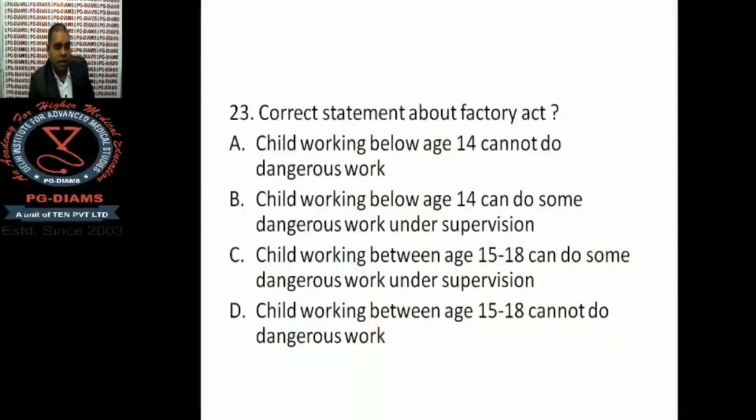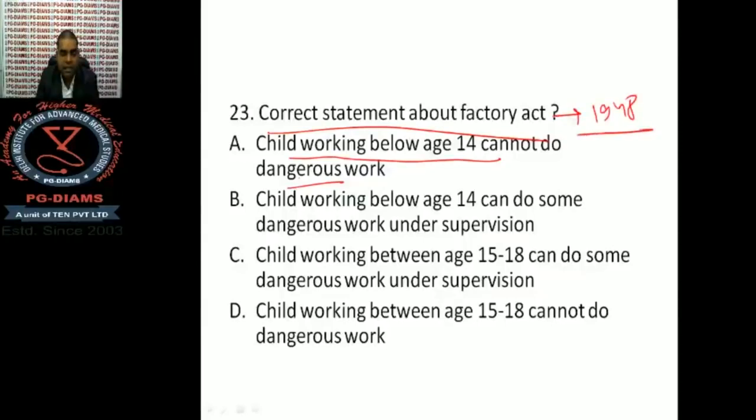Now, the correct statement about the Factory Act. The first option is that a child working below age 14 cannot do dangerous work. The Factory Act was established in 1948. It clearly says a child below age 14 cannot do any work. They cannot be employed, so dangerous work is not an option at all. So options 1 and 2 are left, because the option that a child below 14 can do some work is also eliminated.